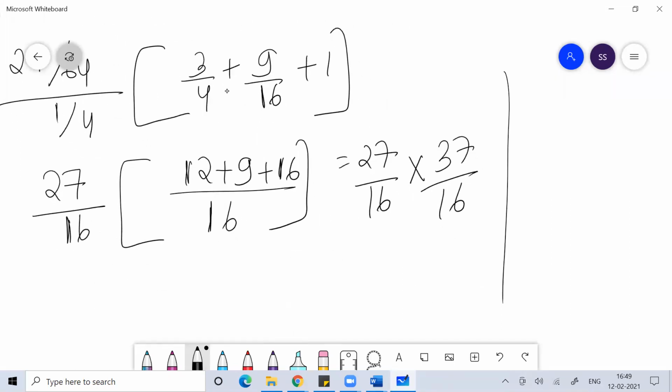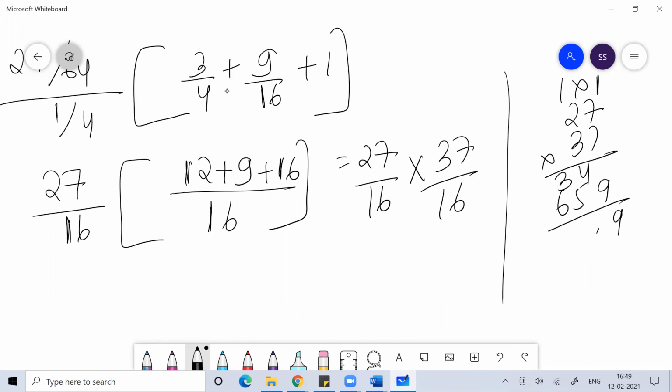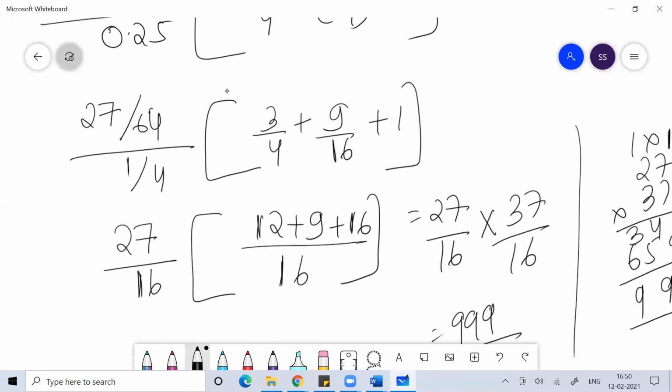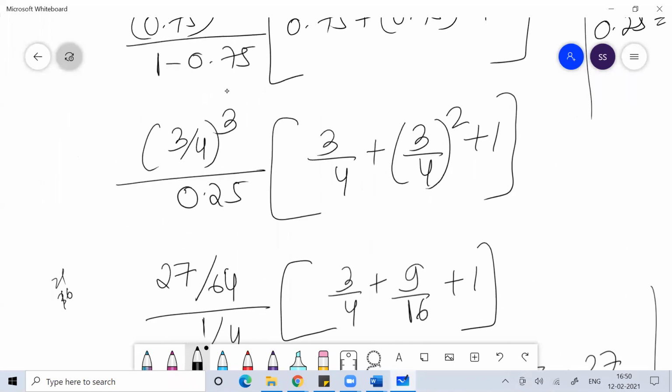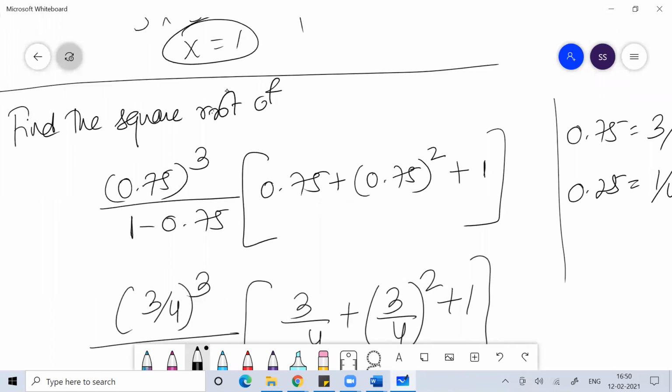What is 27 into 37? Multiplying, this is 999. So the square root of 999 by 16 square. Did you find any calculation mistake, anything?